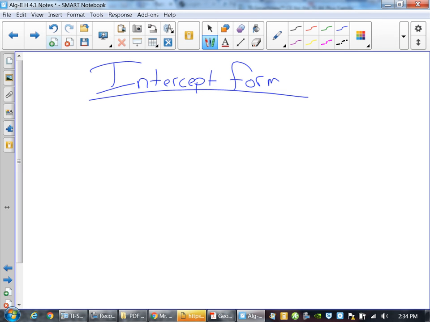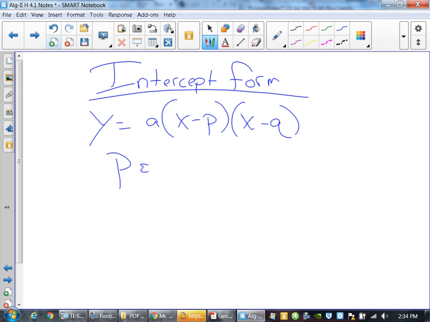Intercept form is when you have a factored version of a quadratic, where p and q are zeros. Is it zeros, E-S, or O-S? Just O-S? Sure, there it is.